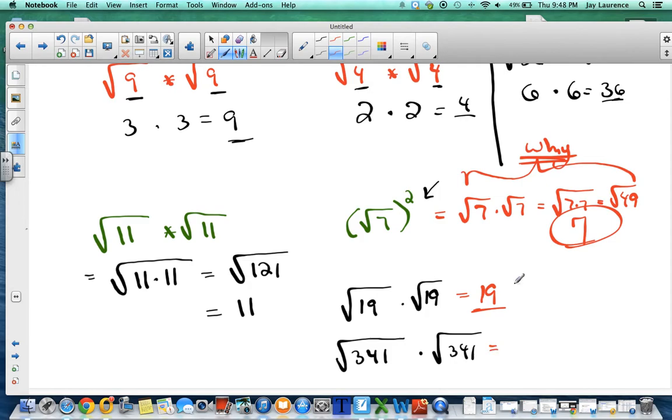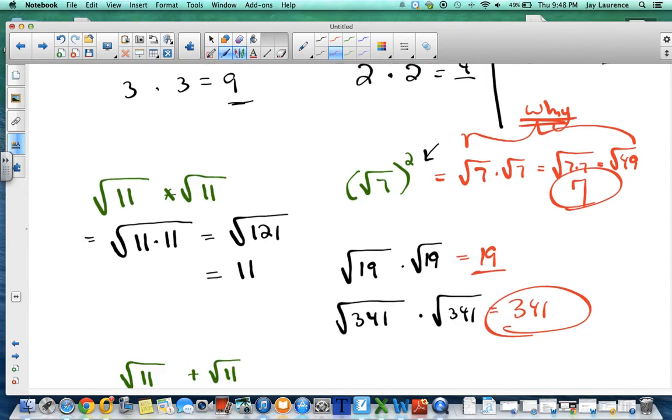Okay, so let's go over to Mr. Zabo on this one. Square root of 341 times square root of 341. I'll bet you he said 341. There you go. Piece of cake.